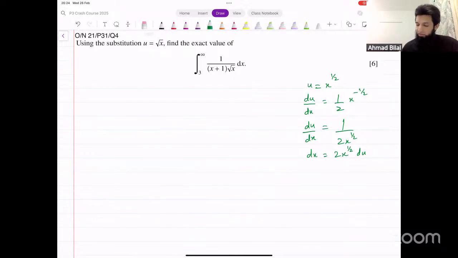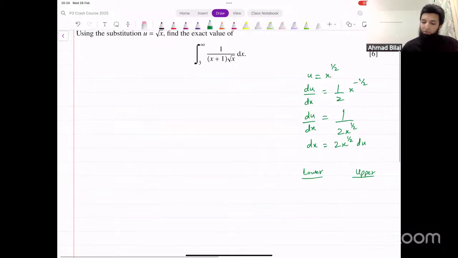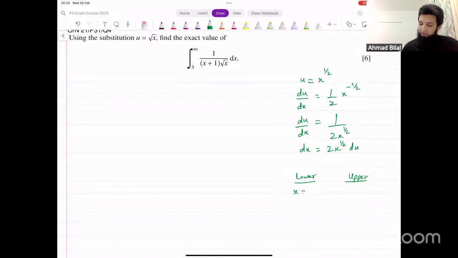Let's change the limits as well right now, so we don't forget that later. Lower limit and the upper limit. What's the lower limit in terms of x? x is 3, and the upper limit is infinity. u equals square root of x, so u would be equal to square root of 3 here. And if x is infinity, square root of infinity, what's that? That's also infinity. The upper limit remains infinity.